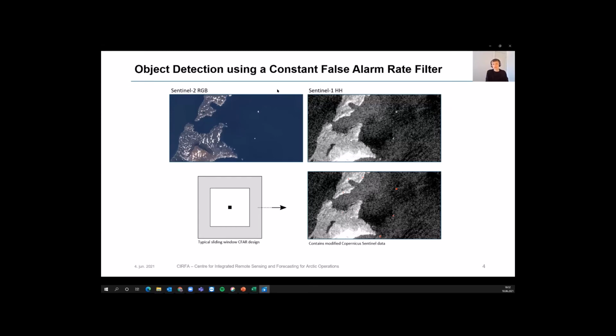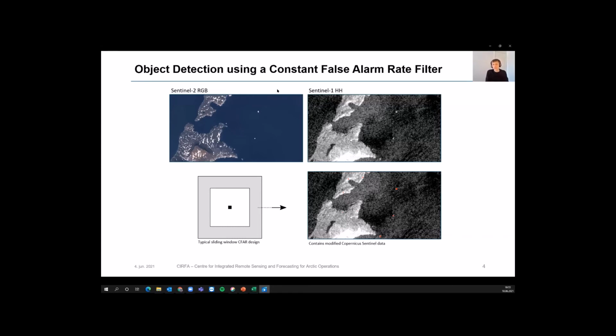Here, I just show a short example in the bottom left corner. We apply a filter that runs over the image, and for each pixel we compare that pixel against a local neighborhood in the gray area here. If we, for example, assume that the sea clutter is normally distributed, then we could calculate the mean and standard deviation of the background and then set a certain threshold and say, okay, if the center pixel is above this value, we would assume that it's an outlier. In that sense, a SAR filter is automatically adapting to the local conditions.